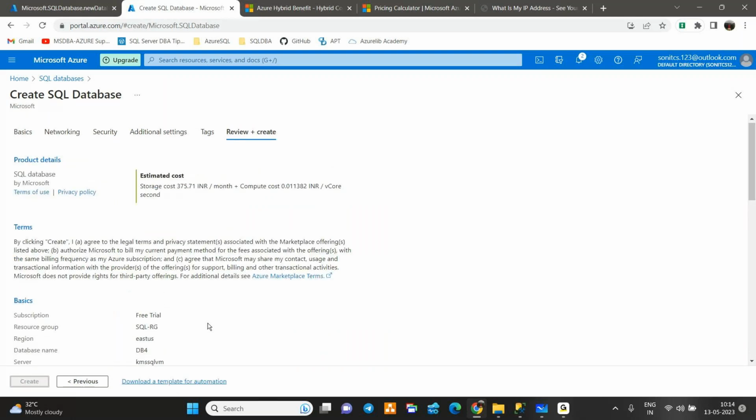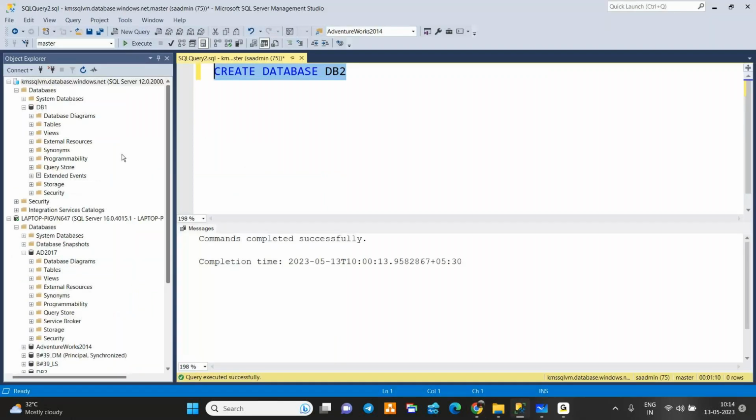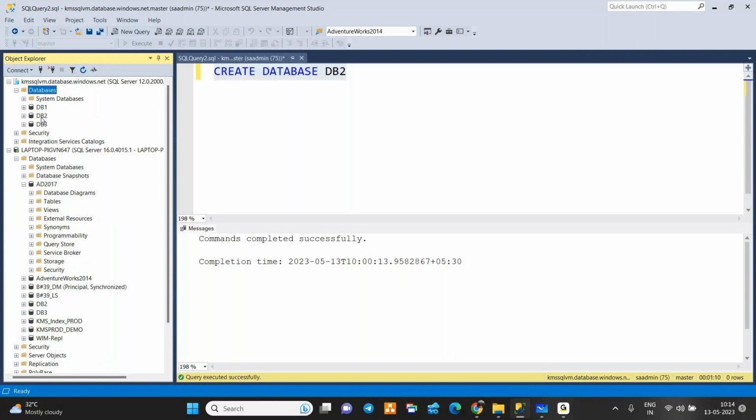Whenever you look here, you can't say whether this database is part of DTU, vCore, provisioned or serverless. The database looks like a traditional database. But when you go deeper to see under which compute and which storage the databases are deployed, that is very, very important.